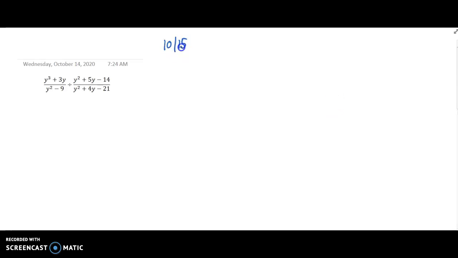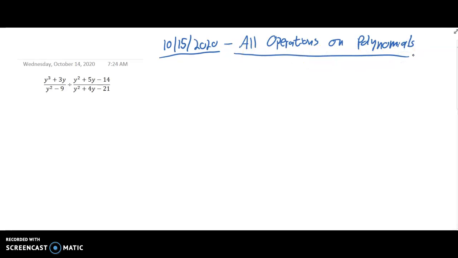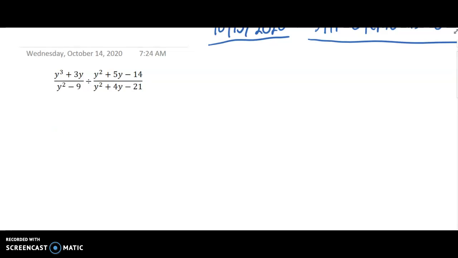Today is Thursday, October 15th, and our topic for today is all operations on polynomials. So really what we're doing today is going over some more challenging examples of topics we've already covered, like addition, subtraction, multiplication, and division of rational functions, where a rational function is just a fraction. All right, let's dive into our first example.